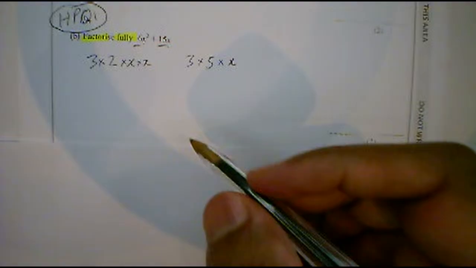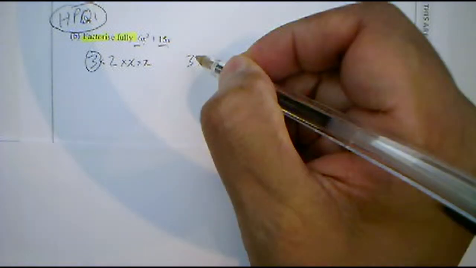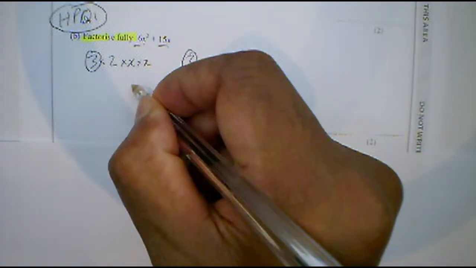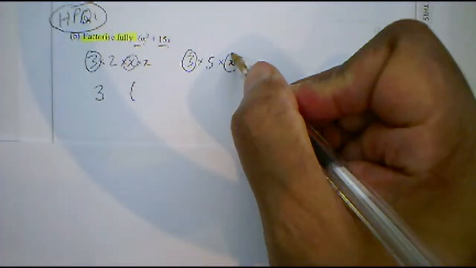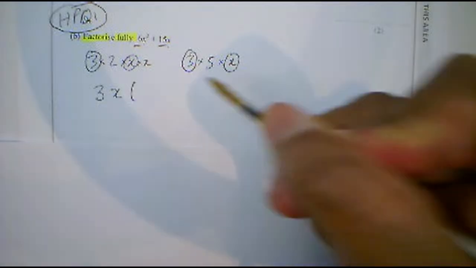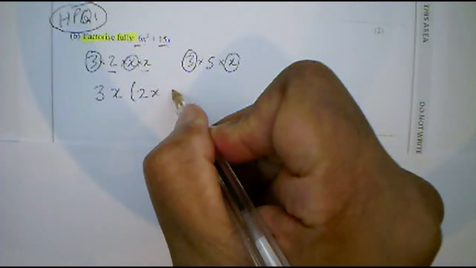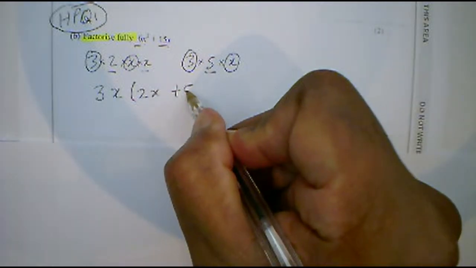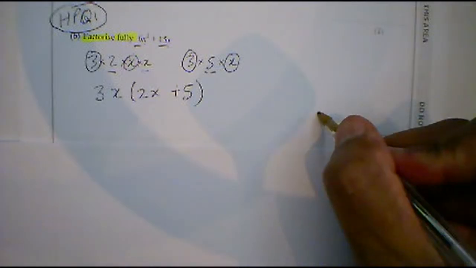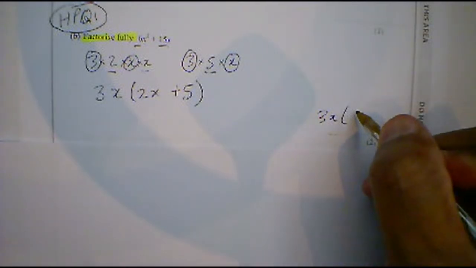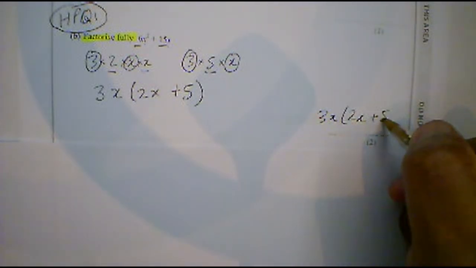So now if I look at this carefully, I've got a 3 here. So I'm going to put brackets, I'm going to put 3 there. And I also spot I've got x here and I've got x there. So this, I take the x out as well. What am I left with? I'm left with 2 times x, or 2x, plus I've got 5 here. And so my final answer is 3x, bracket 2x plus 5, close bracket.